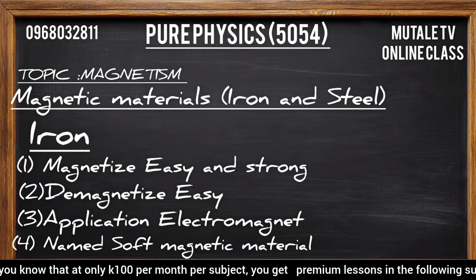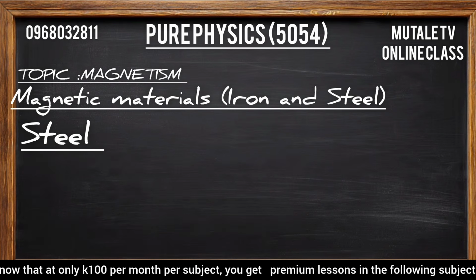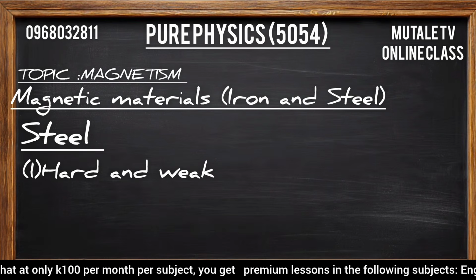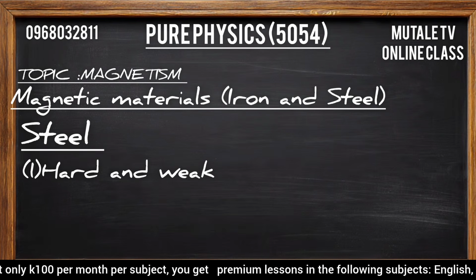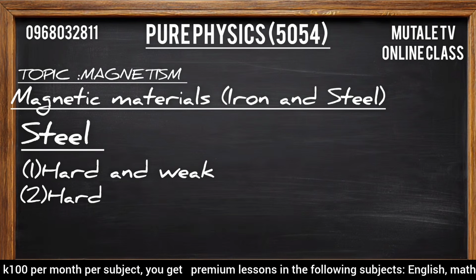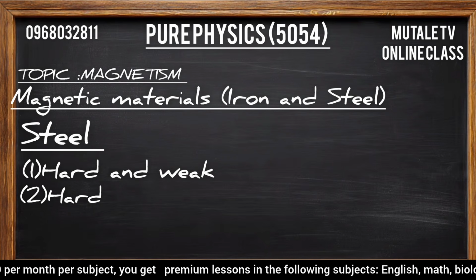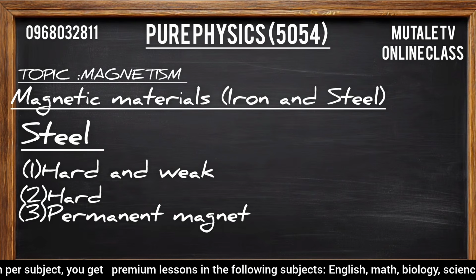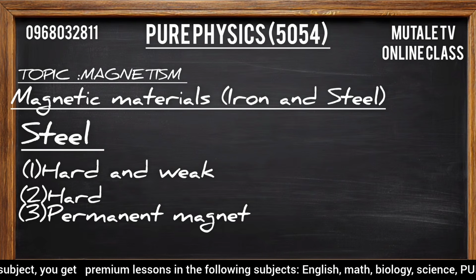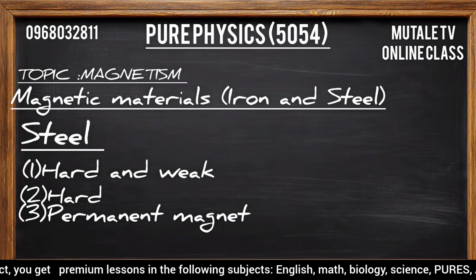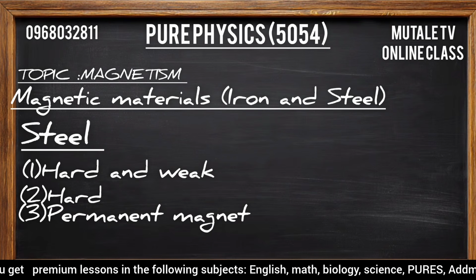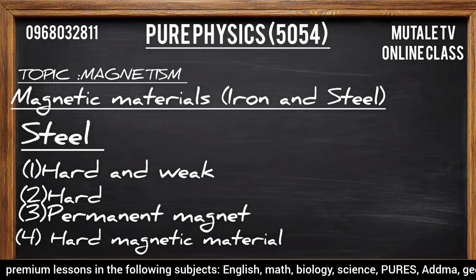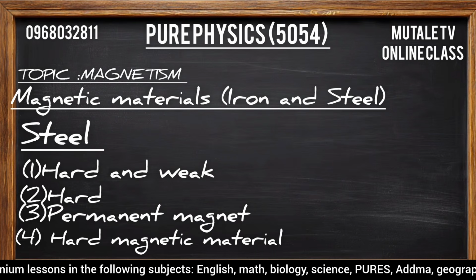Now let's look at steel. In terms of magnetization, steel is hard and weak. In terms of demagnetizing, steel is very hard. In terms of application, steel is used in permanent magnets, for example in DC motors and generators. In terms of naming, it is a hard magnetic material.